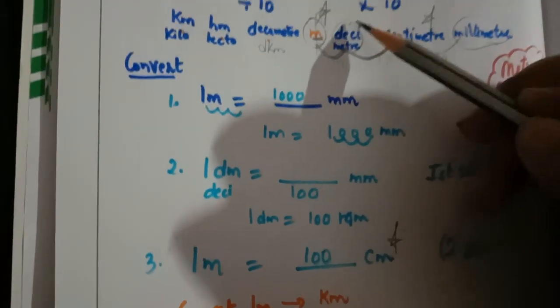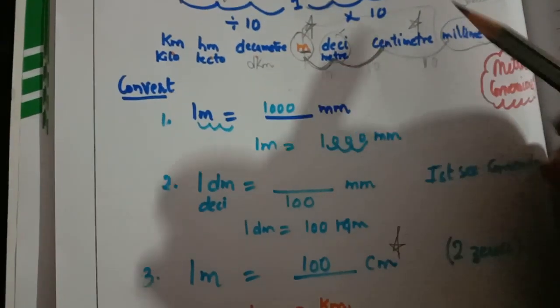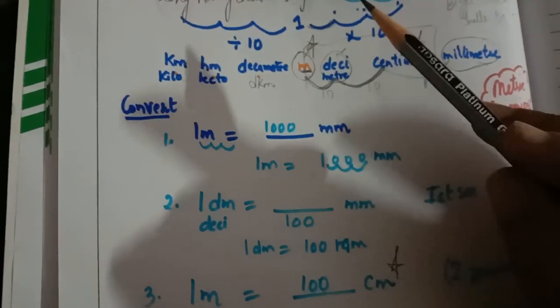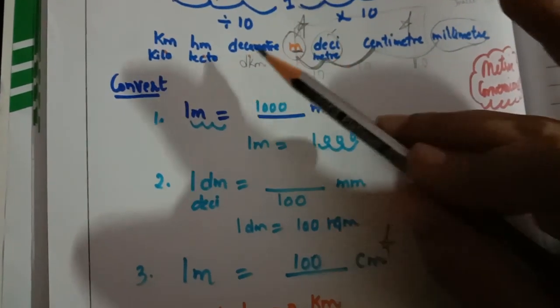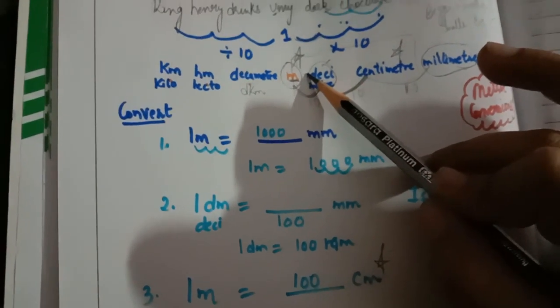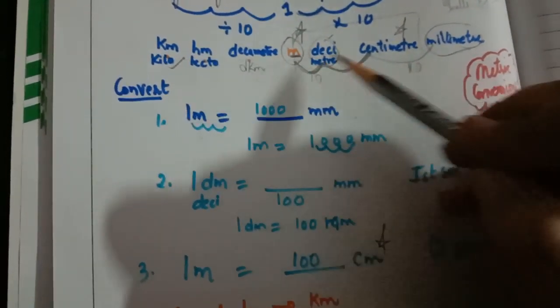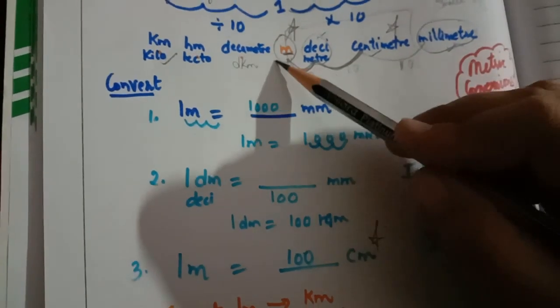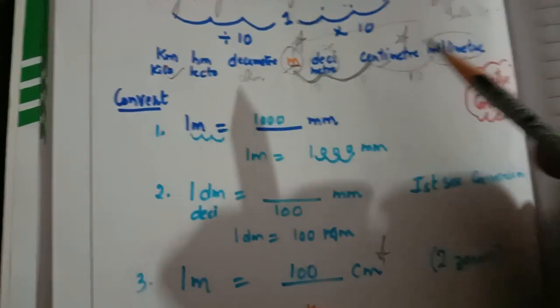Decameter and decimeter you can leave, but for learning the sequence you can just remember, but you will not get any numericals related to this. Mostly you will get the numericals of kilometer, centimeter, millimeter and meter. So these 4 things are very important.